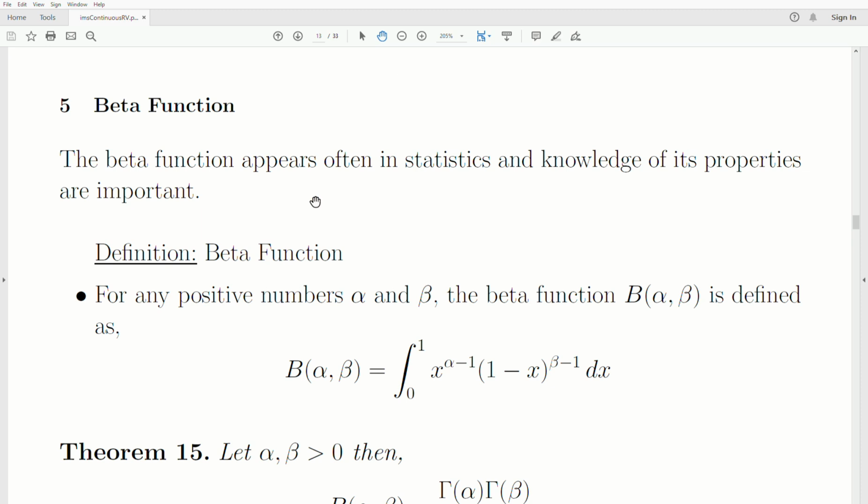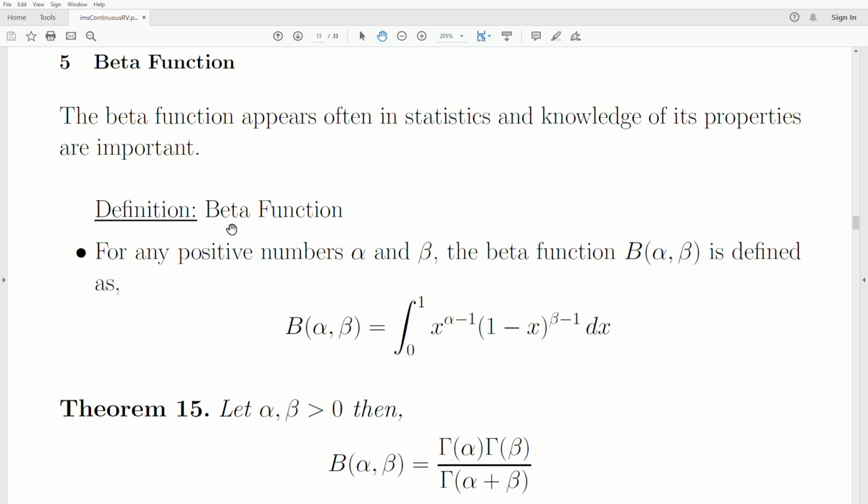Now, the beta function appears in statistics, and knowledge of its properties is definitely important. Now, the definition of the beta function is, for any positive numbers alpha and beta, the beta function, denoted by capital B of alpha, beta, is defined as this integral. The integral from 0 to 1 of x to the alpha minus 1, 1 minus x to the beta minus 1.